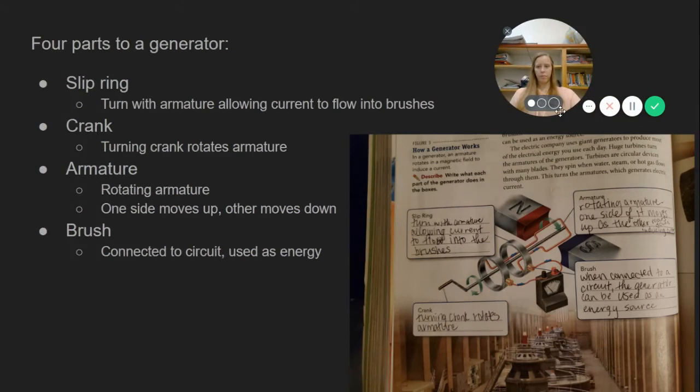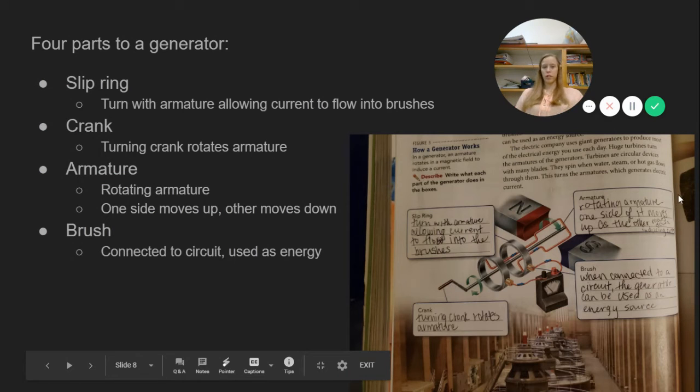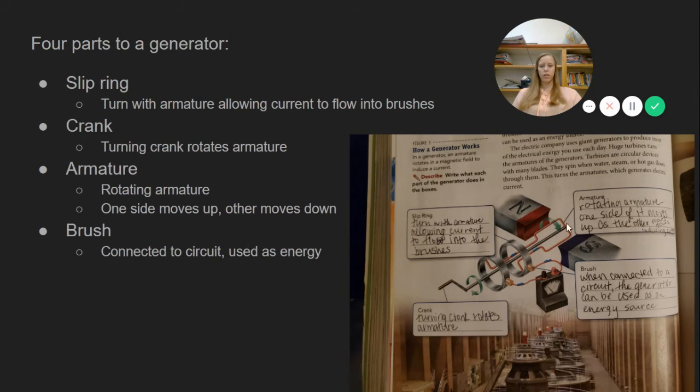There's a slip ring, which you can see here, this circle, and that turns with the armature, allowing current to flow into the brushes, which are over here, these little things. The crank, right here, turning the crank rotates the armature. The armature, this reddish-orange thing, is a rotating armature. One side moves up, the other side moves down. And then the brushes, those little copper gold looking things, when connected to a circuit can be used as an energy source.